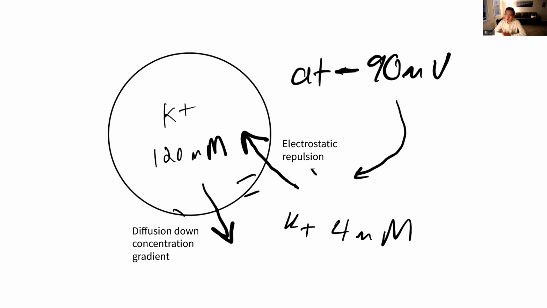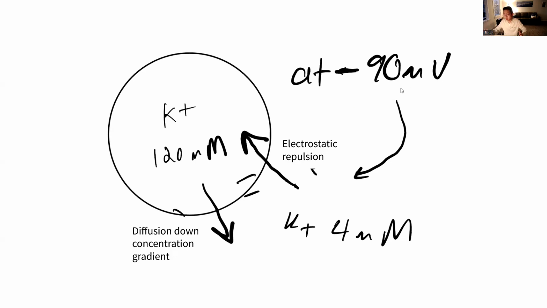Why is that? Let's think about what's happening at these conditions. What does negative 90 millivolts membrane potential mean? It means that the cell is inside negative compared to outside. What does K plus want to do if we're just looking at concentration gradients? It wants to leave the cell, because it's very high concentration inside relative to outside. But what would K plus leaving the cell do to a membrane potential? It would make it more negative. It would be less favorable, because a positively charged cation leaving a cell makes the cell more negative, and it's already negative.